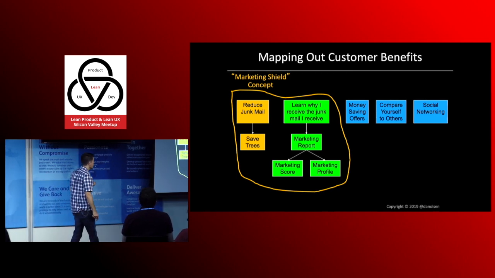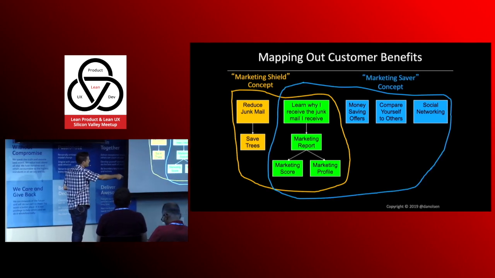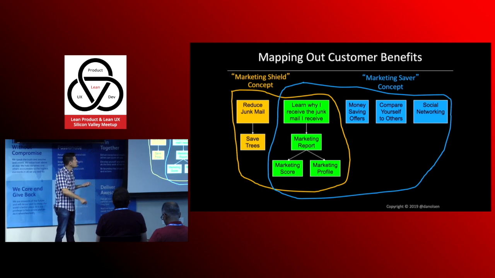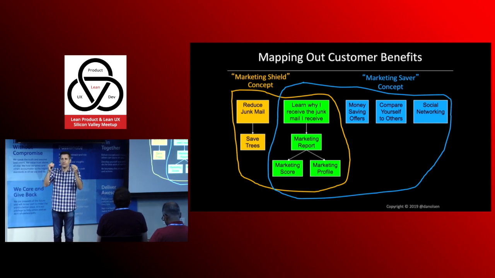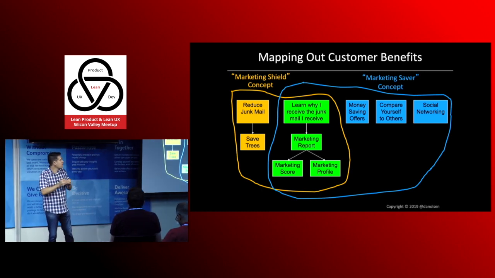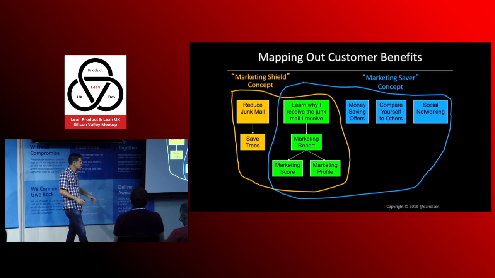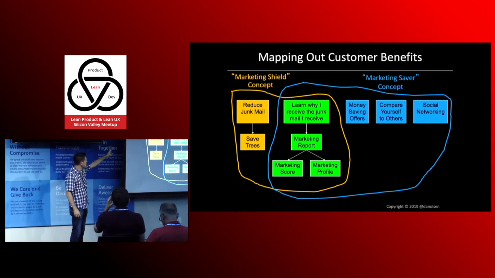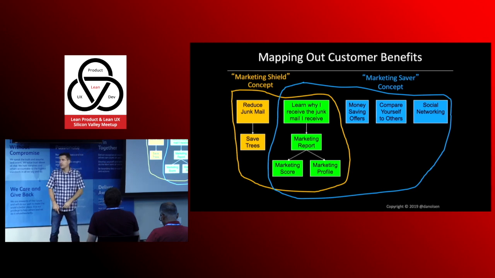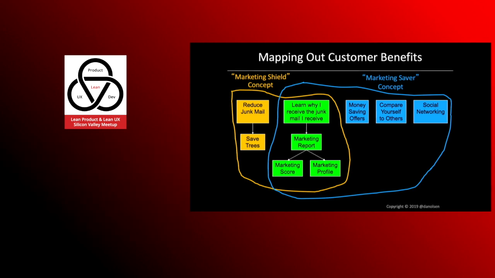The other MVP concept had the green stuff as well, but it had the blue stuff in addition to it, right? So the green stuff was identical, pixel identical between the two concepts. We just don't want to have too many features. So the shield concept had the green features plus the yellow, and the saver had the green features plus the blue. Next step, let's create our prototype.